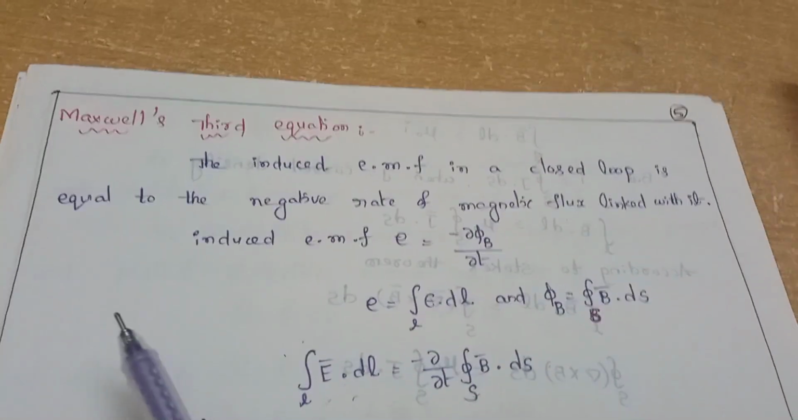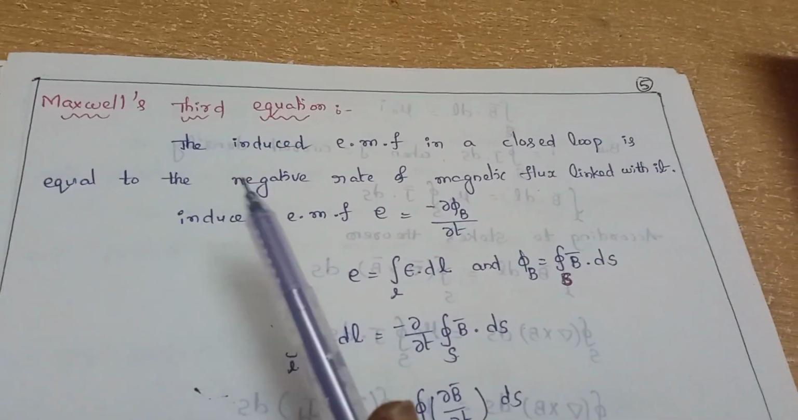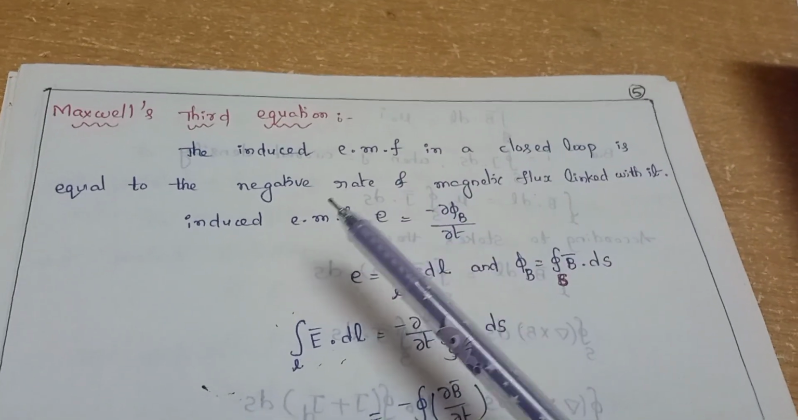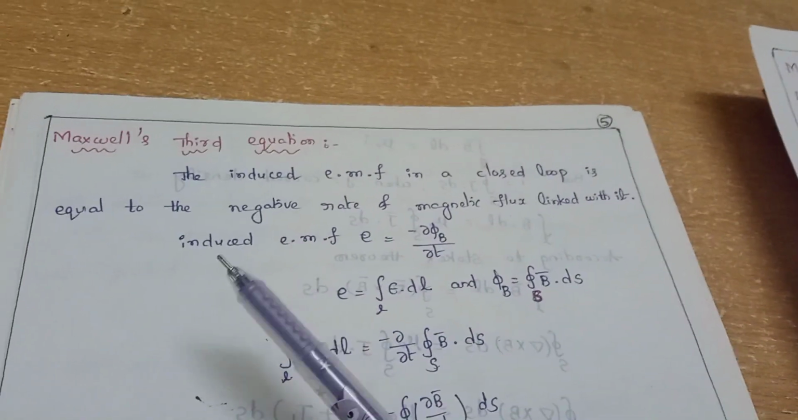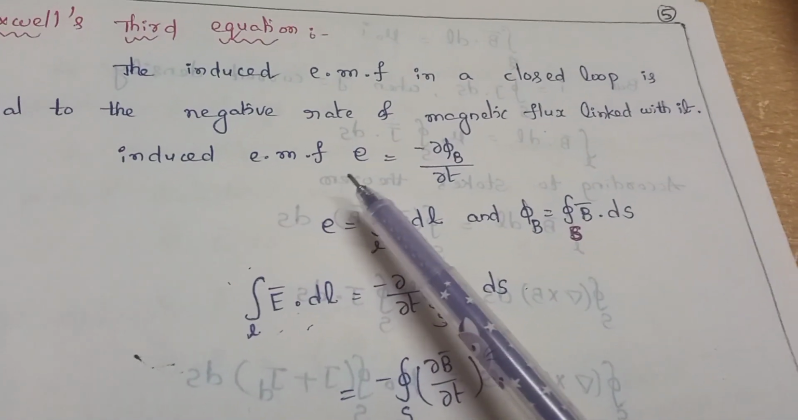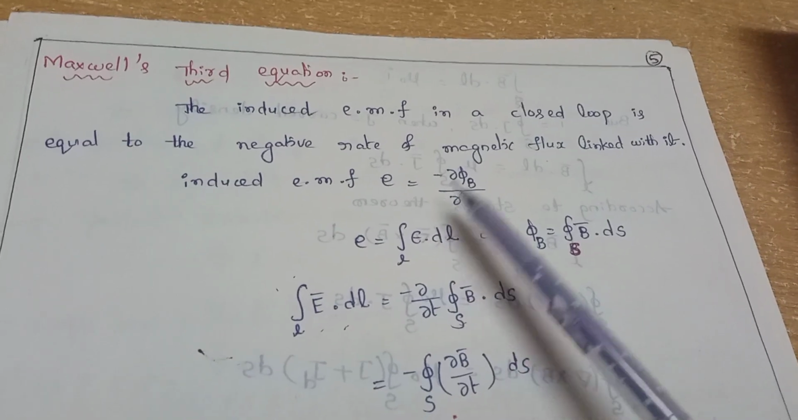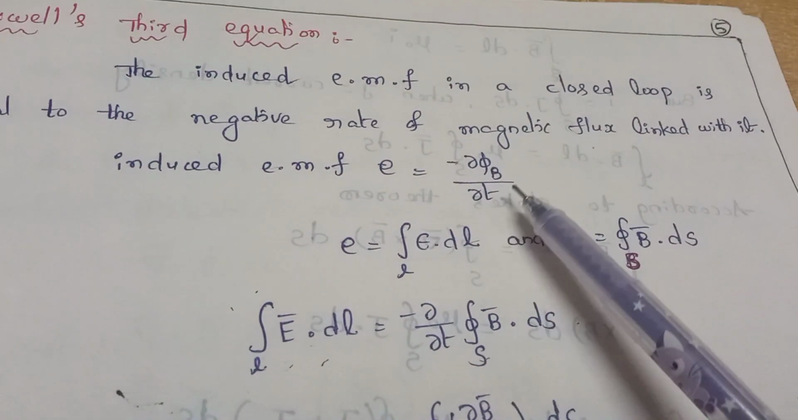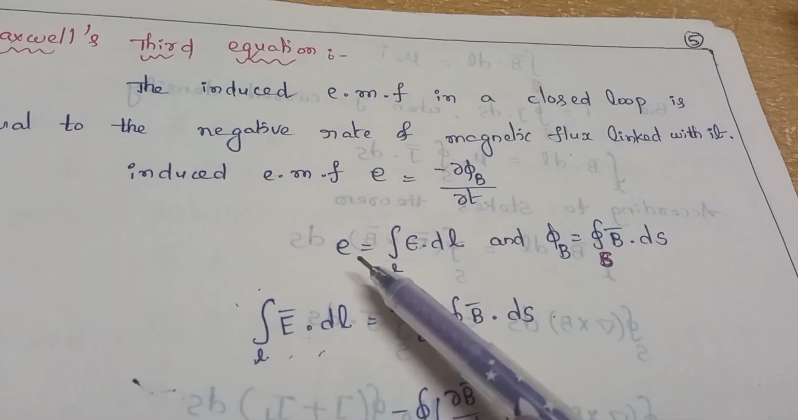Maxwell's third equation is proposed by Faraday. According to Faraday's law, the induced electromotive force in a closed loop is equal to the negative rate of change of magnetic flux linked with it. So the induced electromotive force, denoted here as small e, equals the negative rate, meaning del by del t, of magnetic flux. The magnetic flux can be denoted as phi B. So e is equal to minus del phi B by del t.